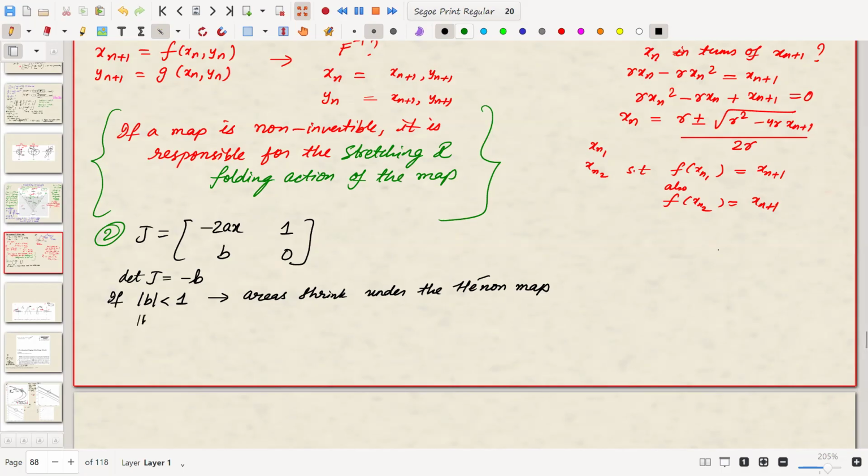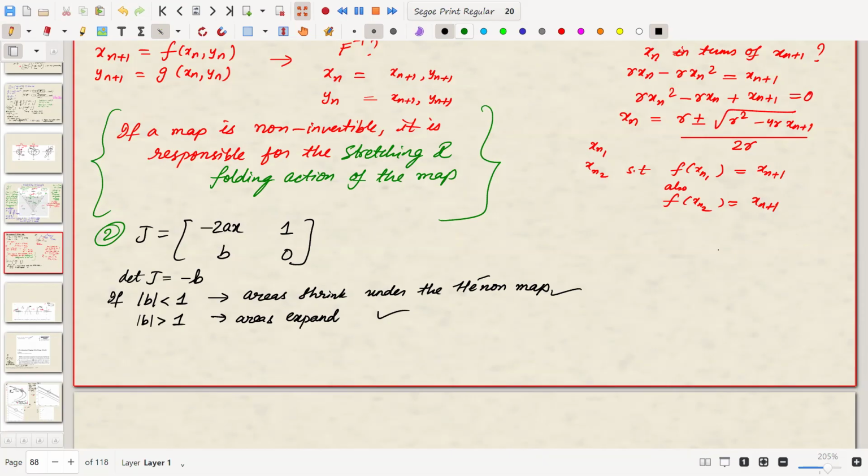If you have mod b greater than 1, what will happen? Areas expand, by a factor of b. No, determinant is equal to b. Determinant is coming to be minus b. Right? If the mod of b is greater than 1, then your areas expand.